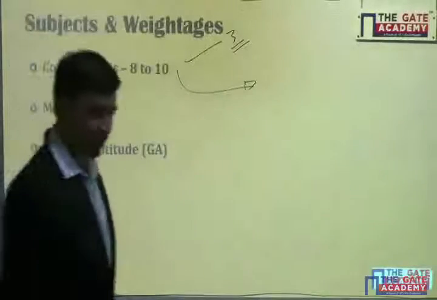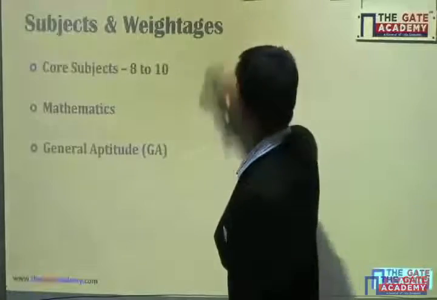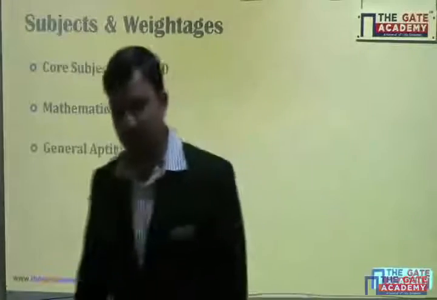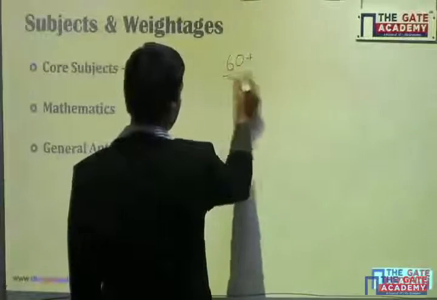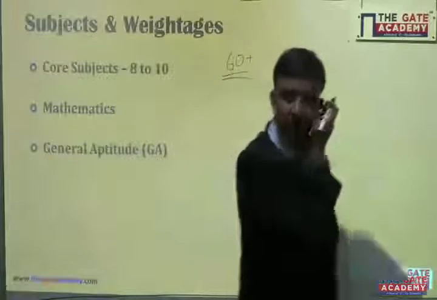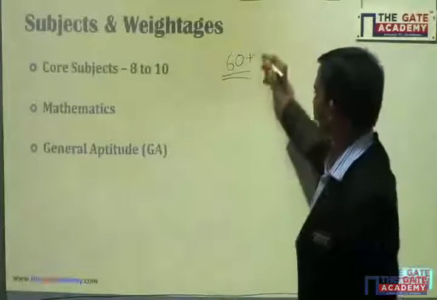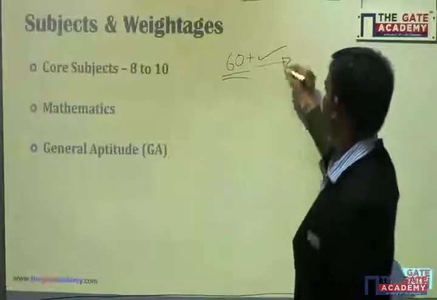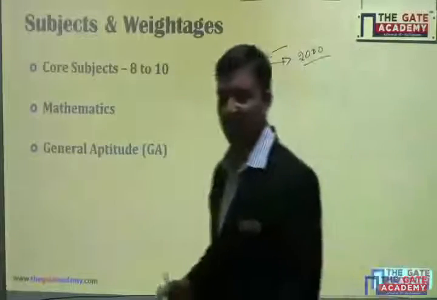If you just go through previous year GATE questions and listen to the lectures, you can easily score 60 plus marks. But scoring 60 marks is not that good a score. Why? Because nowadays, if you get 60 marks, your rank will be around 2000. Earlier, if you got 60 marks, your rank would be around 800.